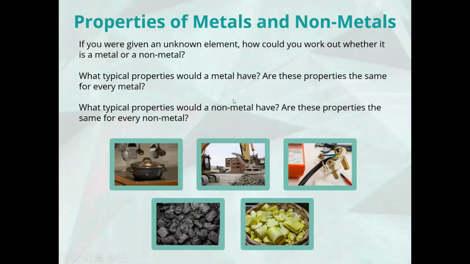Here are some questions that we are going to be answering. If you were given an unknown element, how could you work out whether it is a metal or a nonmetal? What typical properties would a metal have? Are these properties the same for every metal? What typical properties would a nonmetal have? And are these properties the same for every nonmetal? So we are going to be having a look at this in further detail now.